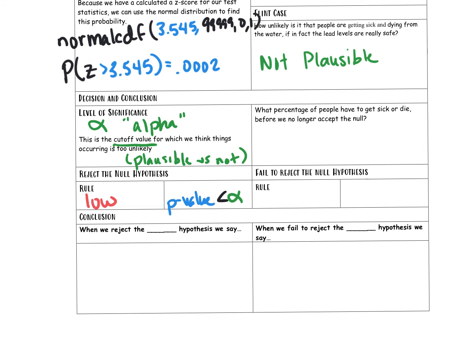You're going to reject H0. So when we reject, we're going to reject the null hypothesis. And what this means is, if you think of a court case, you're rejecting somebody's innocence.